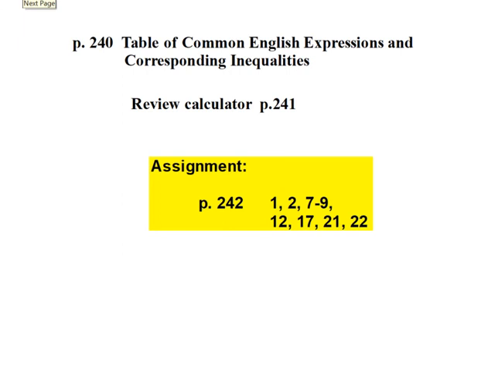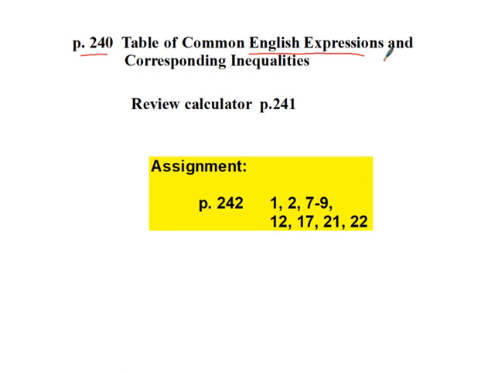Okay. So you're going through the homework and you're looking at, there's some common English expressions, phrases like at least, at most, greater than, less than, things like that that correspond with the inequalities that might help you out. There is a way to do this in the calculator, obviously. I'll go to page 241 for that, and here's your assignment. I would run through as many of those as you need to.